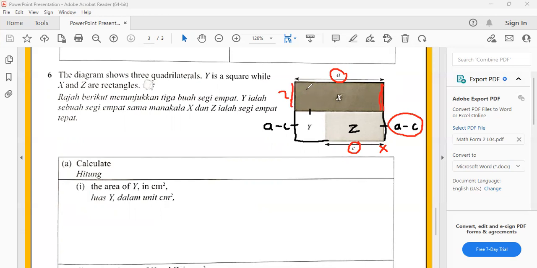A minus C plus A minus C. How did you get that, Gloria? Can you explain? A minus C is for this one. A minus C is here. How do I get here?